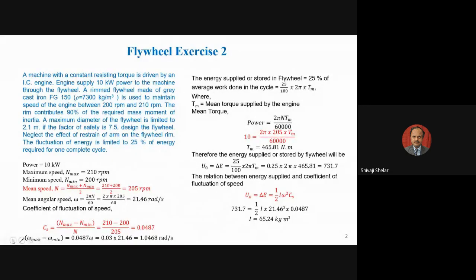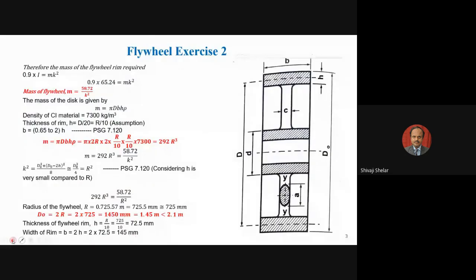This calculation I have done, so you can understand it here. This is the flywheel. Look at this diagram. This part is a hole for mounting on the shaft. Then this is the hub diameter. Then there is a rim, this part is the rim. This hub and rim are connected by a number of arms.